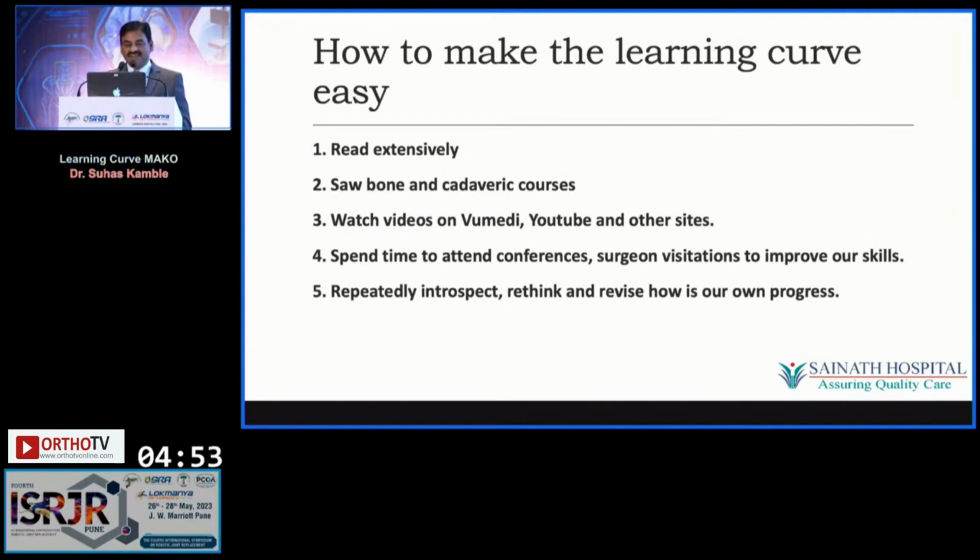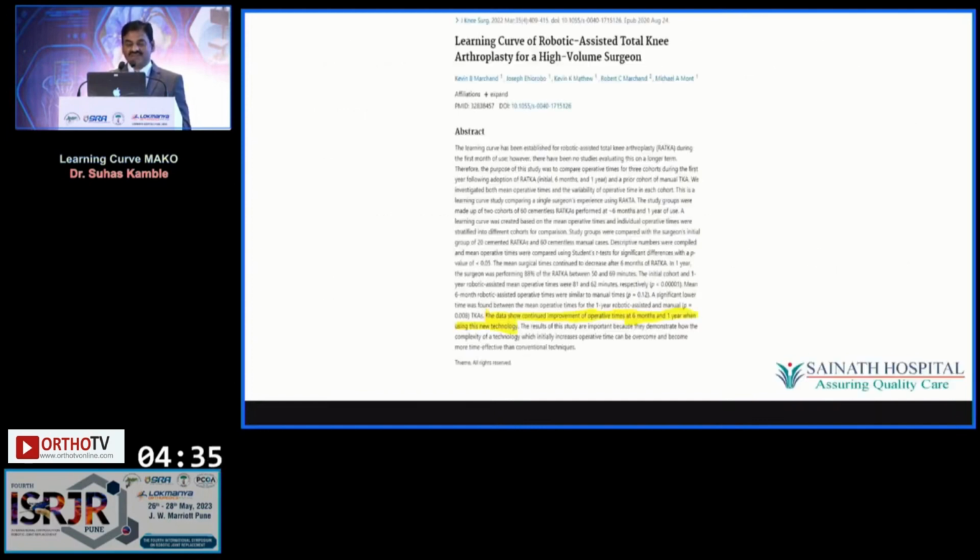How to make this learning curve easy? We need to read extensively, and we should attend sawbone and cadaveric courses. We should watch videos on WooMedi, YouTube and other sites. Spend time to attend conferences and surgeon visitations to improve our skills, and repeatedly introspect, rethink and revise how our own progress is.